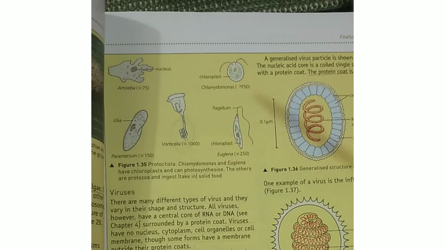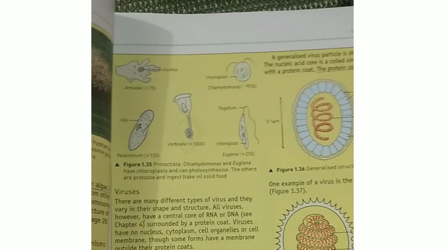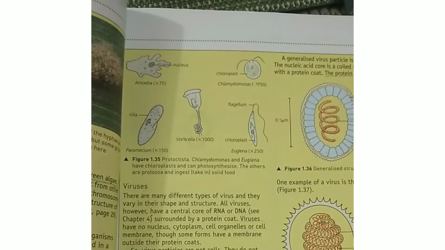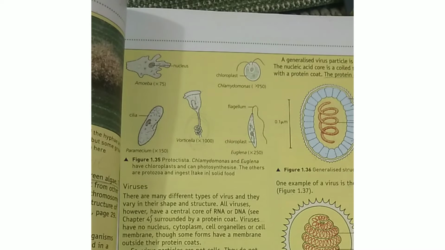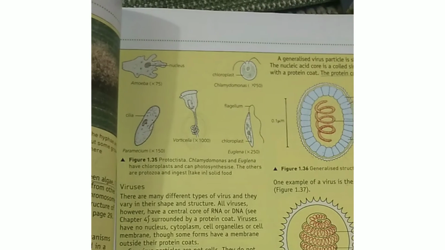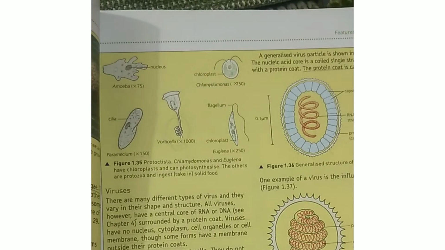All right, now we have to talk about the viruses. Basically, we studied whether they are living or non-living organisms. Somehow they act as living, and in some forms they do not act as living organisms. Viruses are of different types, and they vary in their shape and structure. The main point is that there are many kinds of viruses, but they vary in their shape and structure.